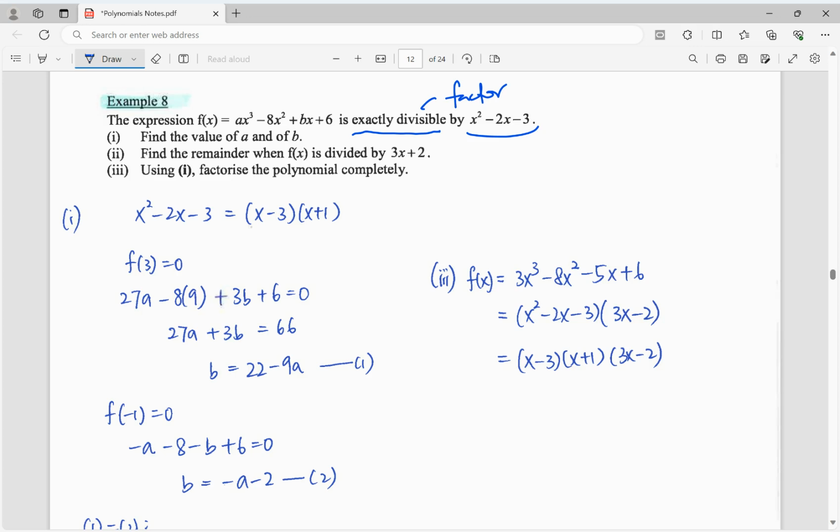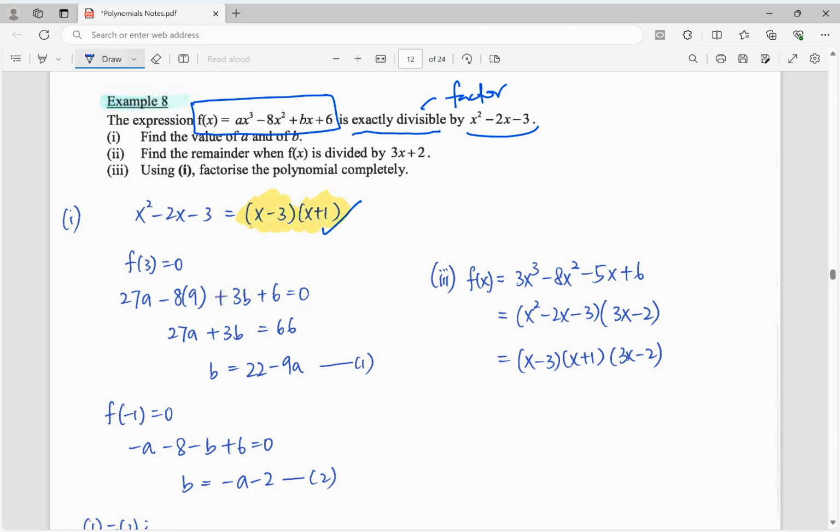So if it is a factor of x squared minus 2x minus 3, we can start by factorizing. Now, why do we want to do that? Imagine a number is divisible by 6. That means that number is also divisible by 3 and is also divisible by 2. So with that idea in mind, we can say that this f(x) is also divisible by x minus 3. It is also divisible by x plus 1.